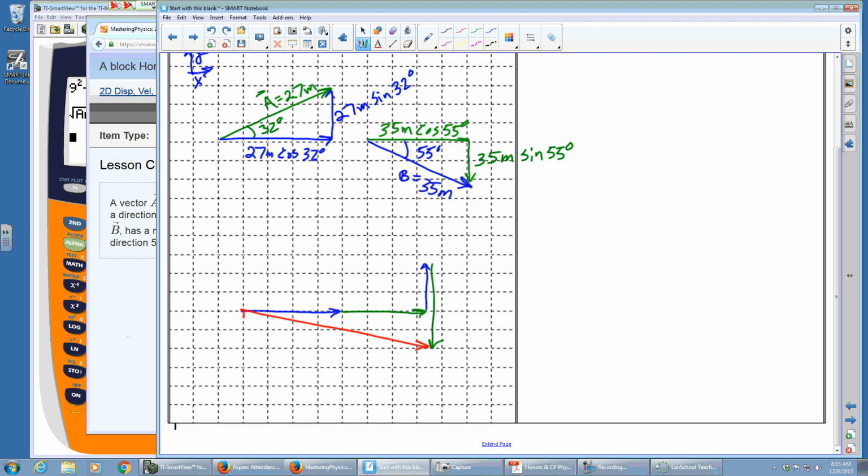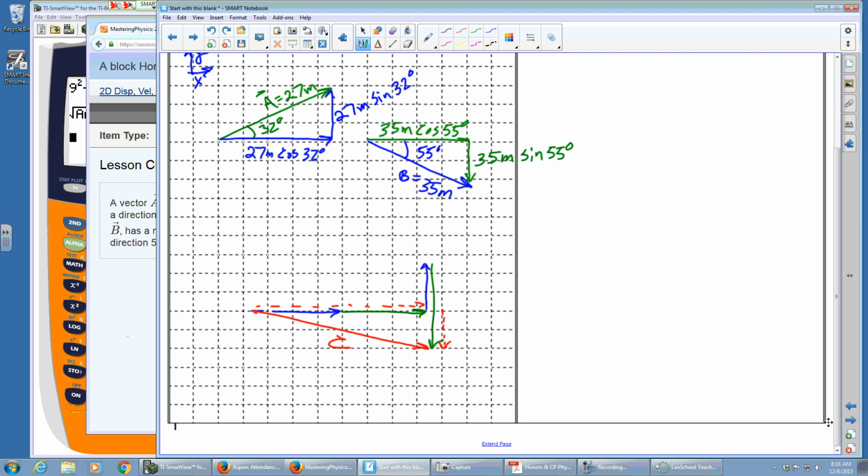It's going to have components that line up with it. Actually, I'm going to hold off on drawing that. I want to draw them just a little bit different. So that's going to be my result. My result is going to have an x component that lines up here and a y component that lines up there. All right. The red one would be vector C.